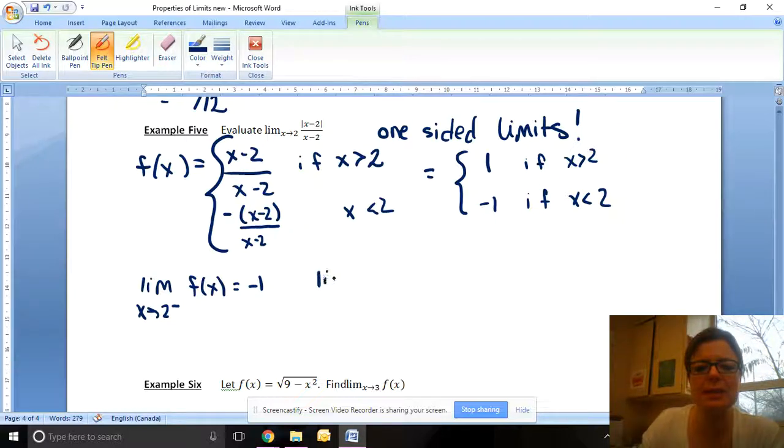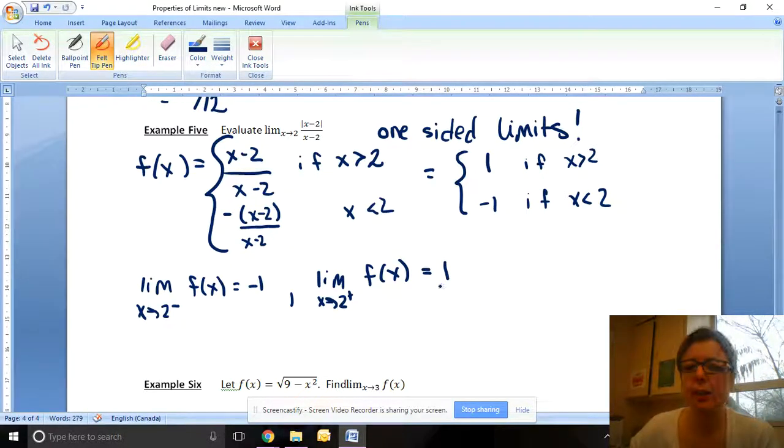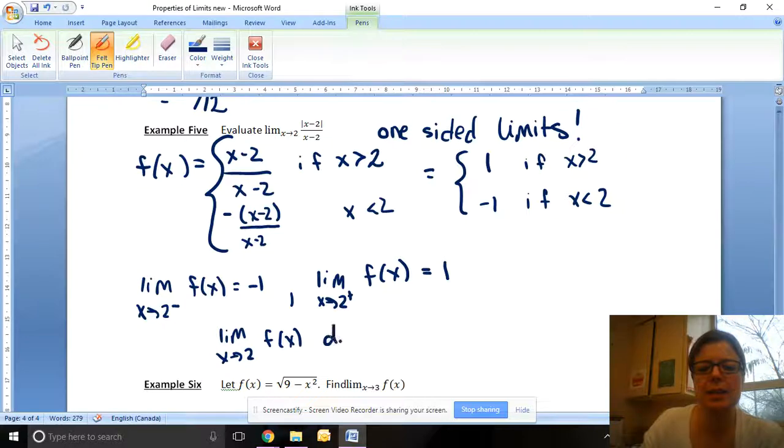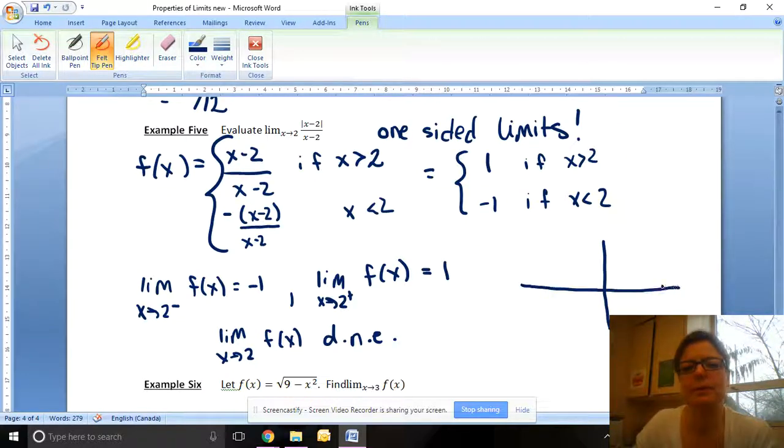But the limit as x approaches 2 from the right of f(x) is equal to 1. So what does that tell you? It tells you that the limit does not exist. The limit as x approaches 2 of f(x) does not exist since these two one-sided limits are different from each other. If you want to visualize what this function looks like, there's your axis.